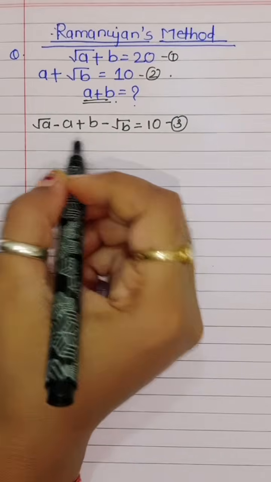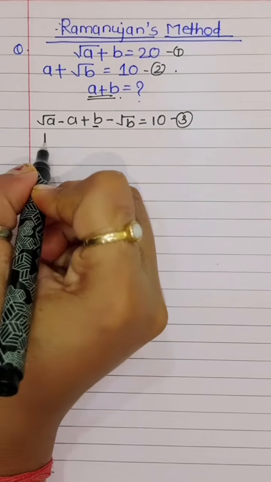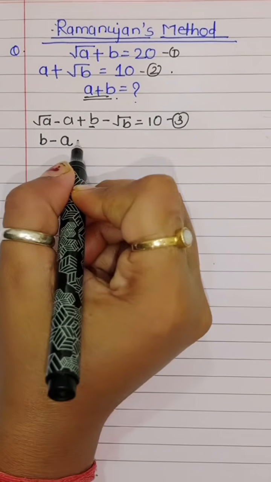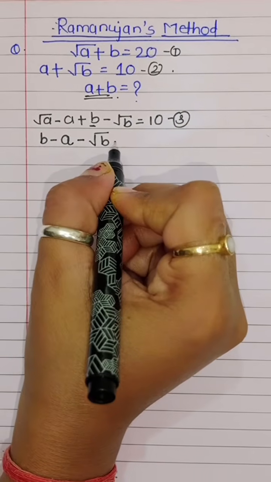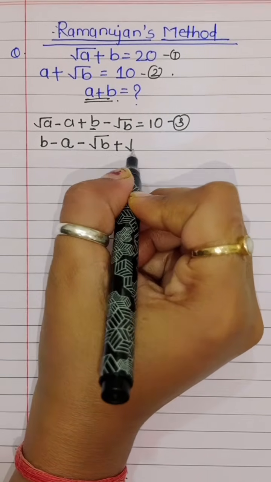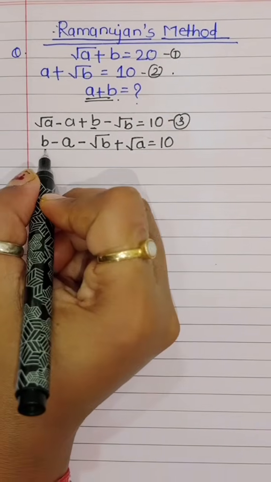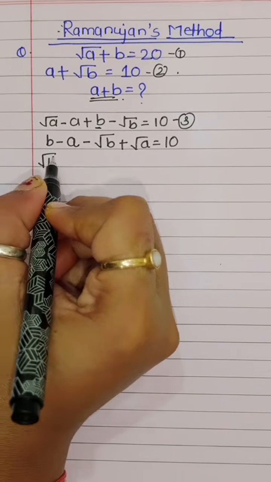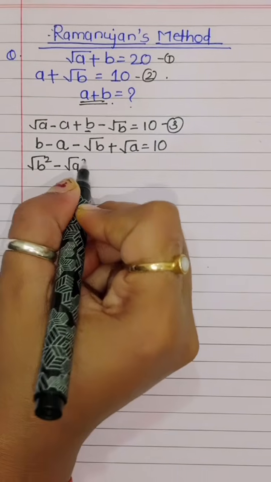Now arranging these terms: b minus a, minus square root of b, plus square root of a is equal to 10. Clear? Now we can write b as square root of b squared, and a as square root of a squared.